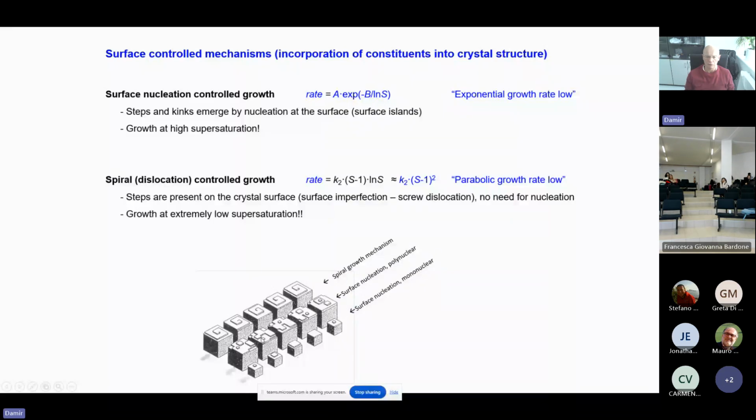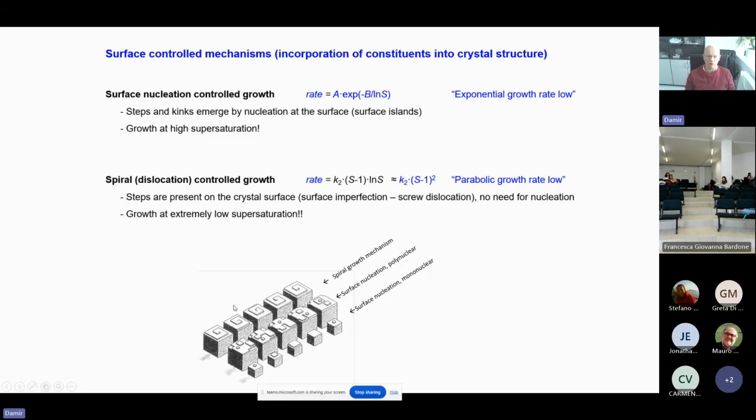This process of exponential growth mechanism typically runs at high supersaturation. Growth at spiral dislocation can proceed at low supersaturation.